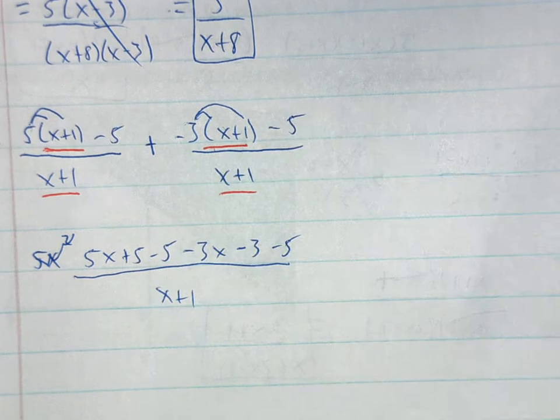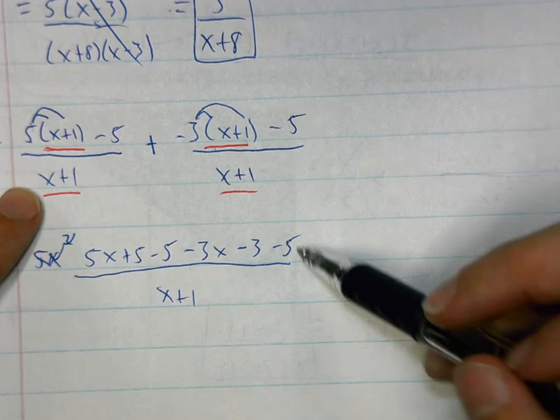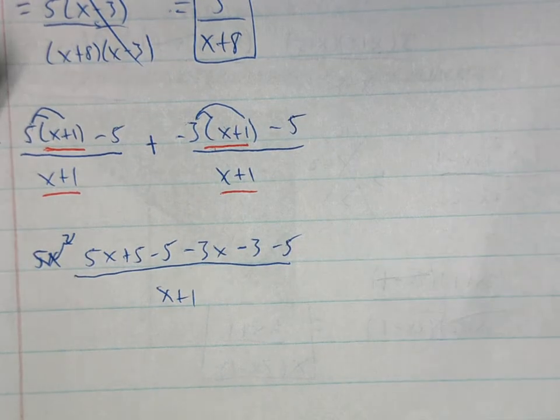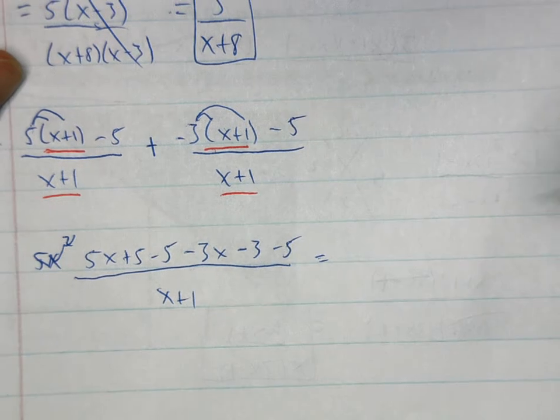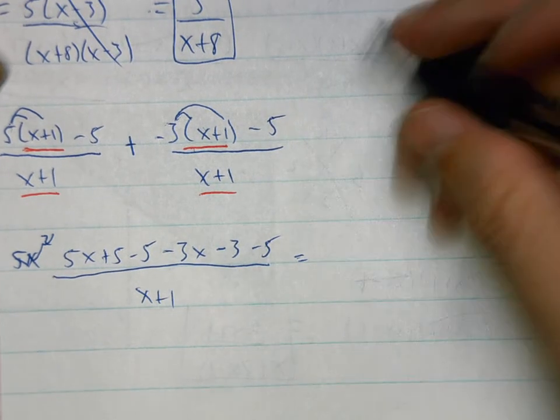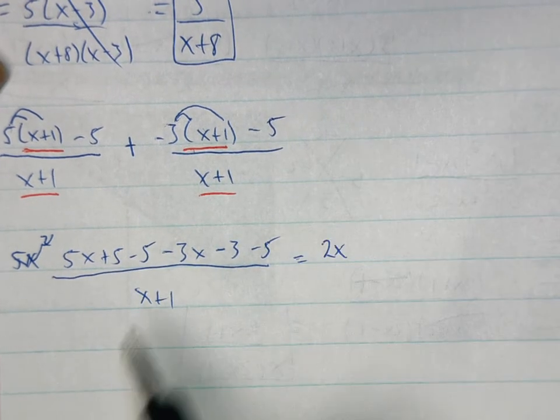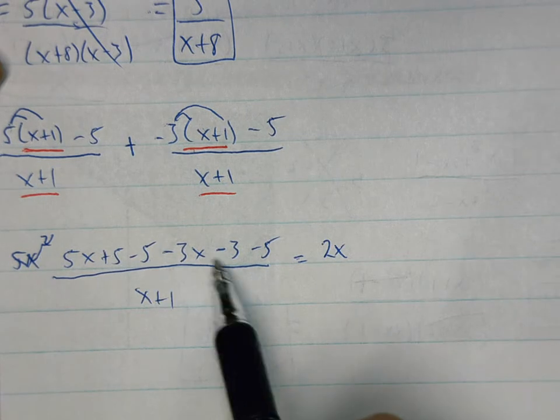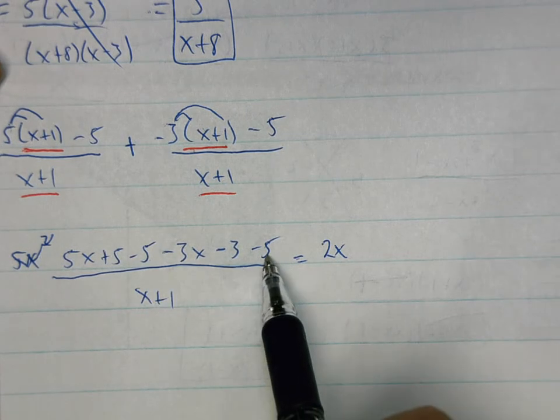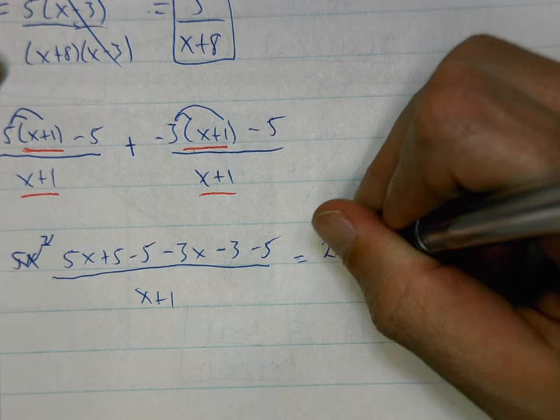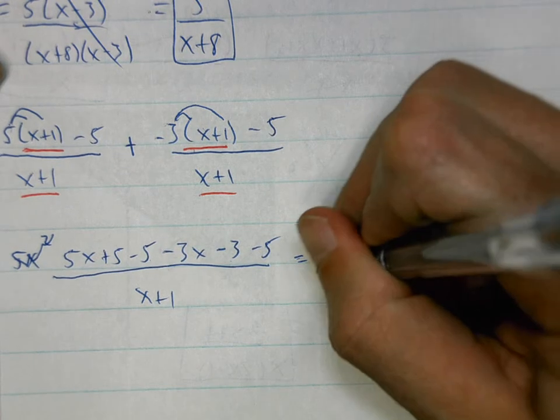Okay. Since they have common denominators, I can put them all in one numerator. And 5x minus 3x is 2x. 5 minus 5 is 0. Minus 3 is negative 3. Minus 5 is negative 8. All over x plus 1.